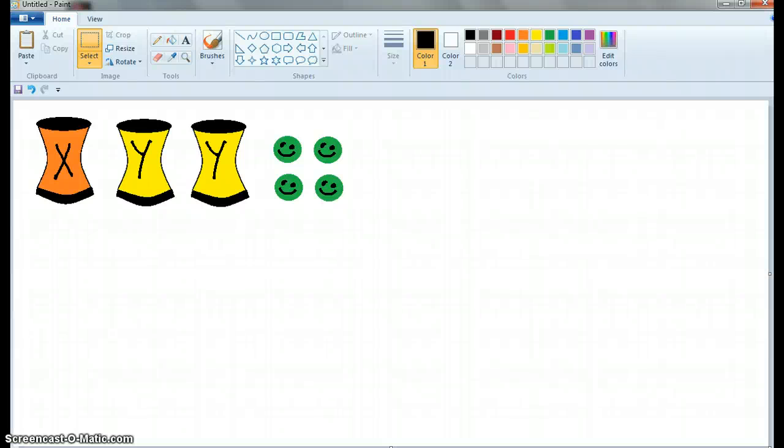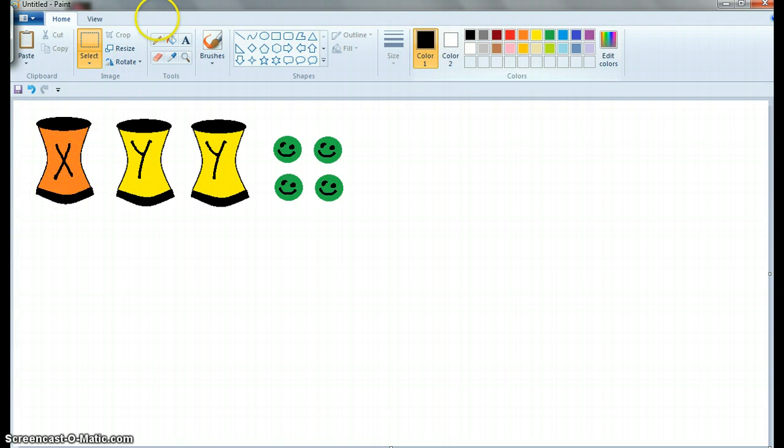So what we've got here are 3 cups. The cups that are yellow, labelled Y, have the same number of counters in them. These here are the counters. So we've got 4 counters. We've got a number of counters in the yellow cup called Y and the same number of counters in this yellow cup. And a different, or maybe the same, we don't know, in cup X.